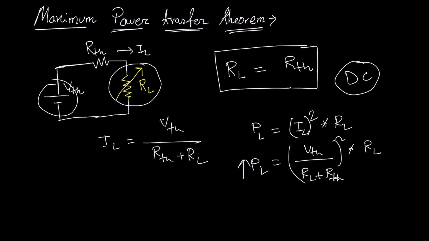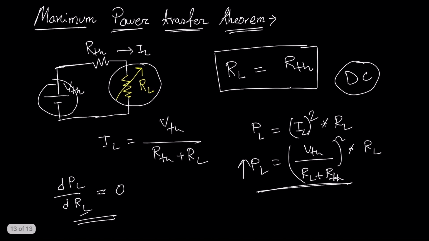How to calculate that one or how to prove that one? We need to do the differentiation of load power with respect to the load resistance, and that should be equal to 0 to find out the condition for the max or min, right? Now, what do we need to do? We need to do the differentiation of this equation with respect to the load resistance. Okay, now go to the next page.